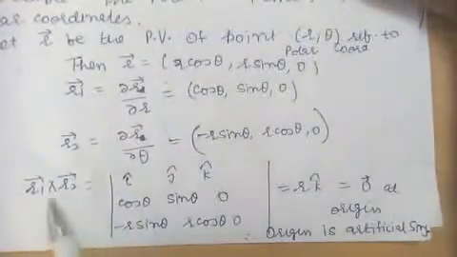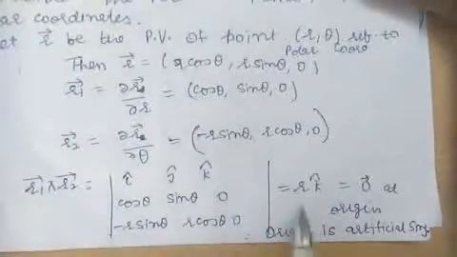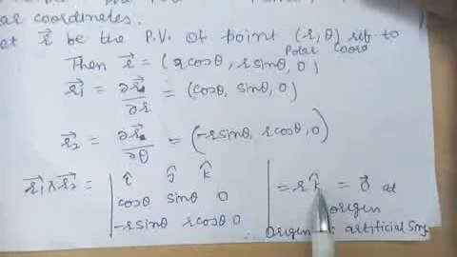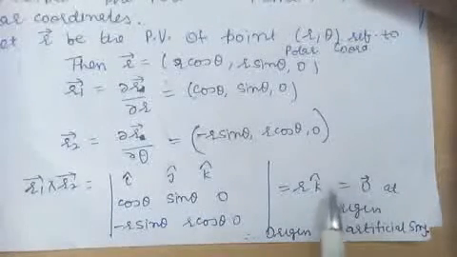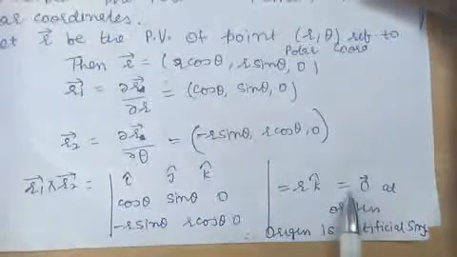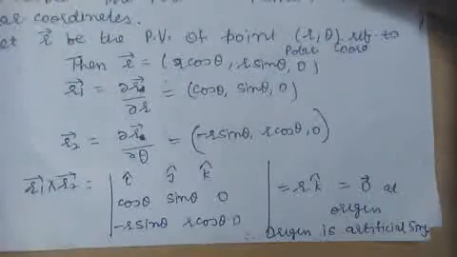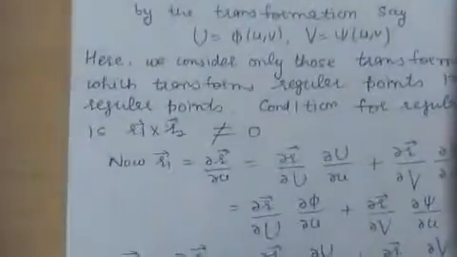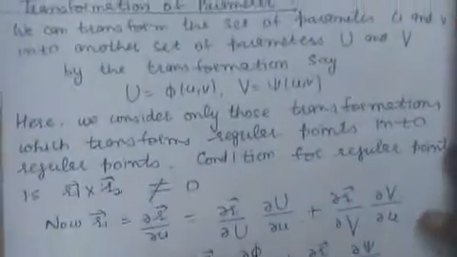Now if we find r1 cross r2, this product is r into k cap. Now if we consider the point as origin, then this will become 0 vector. Thus we can say that the origin means pole in the plane, that is artificial singularity. Now the next topic is transformation of parameters.